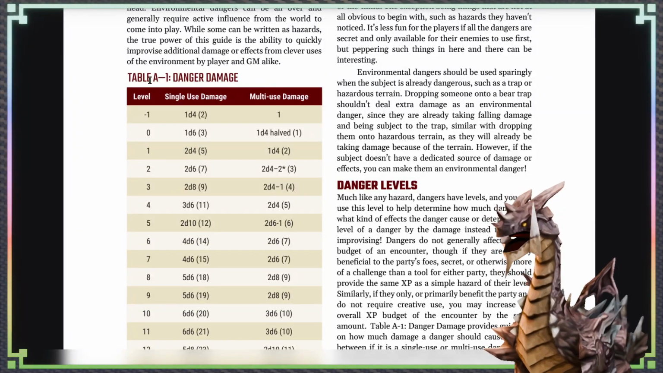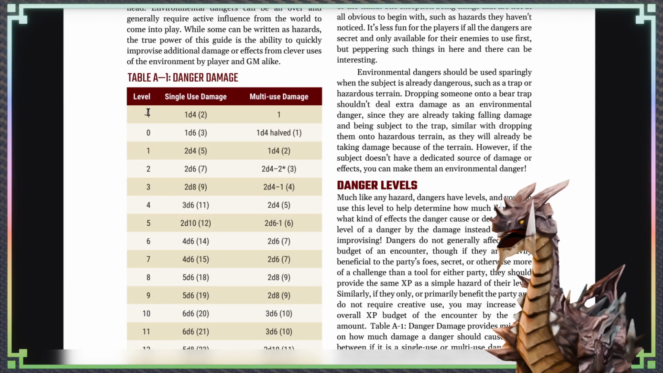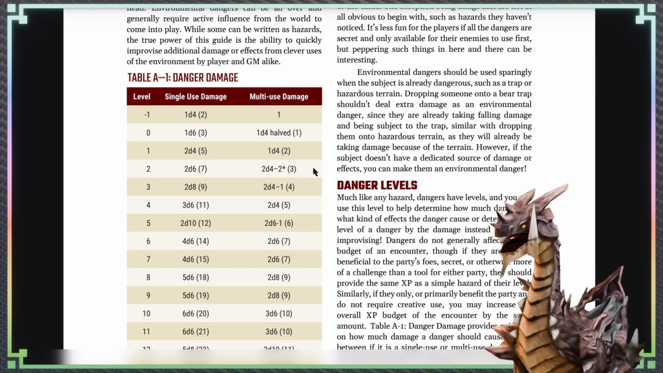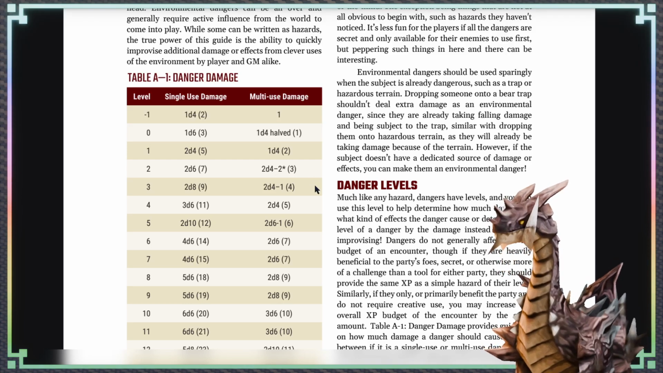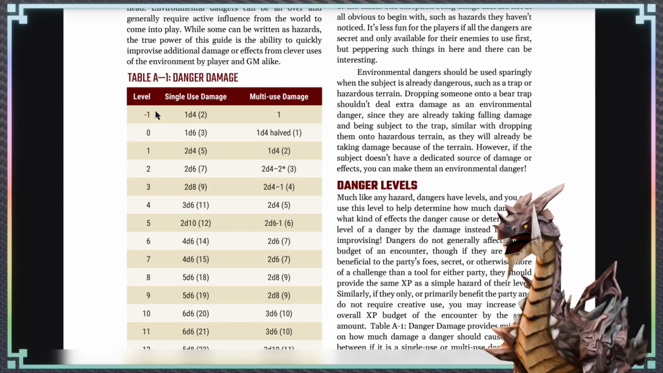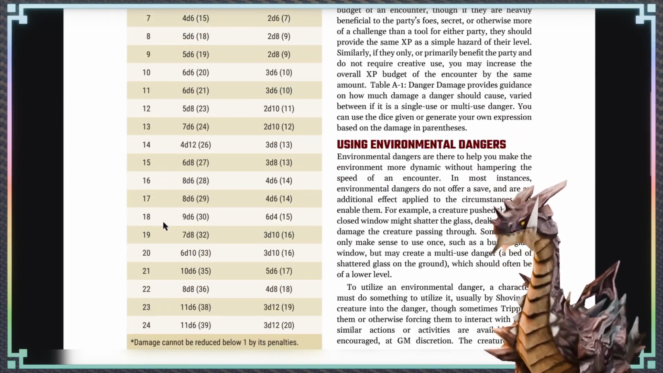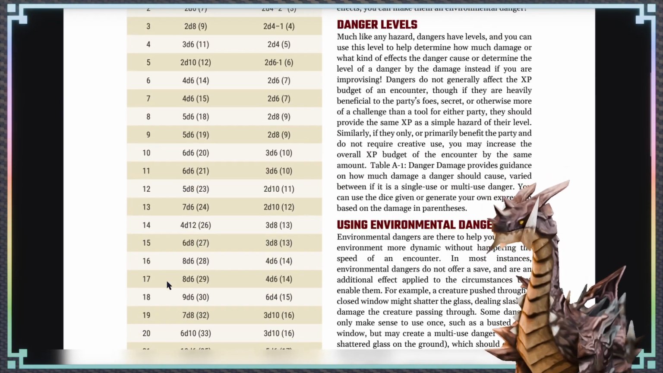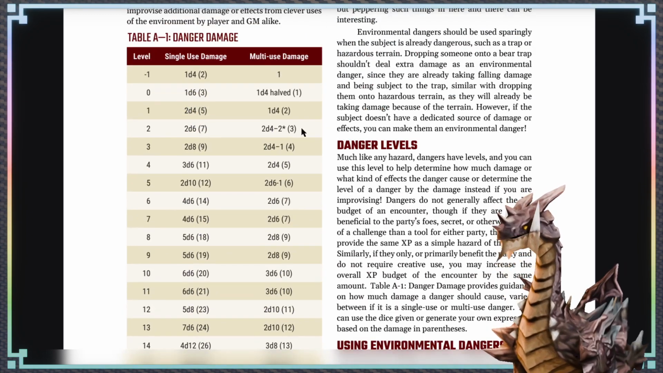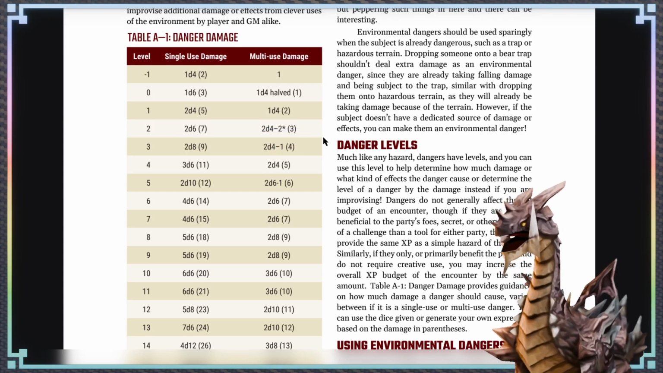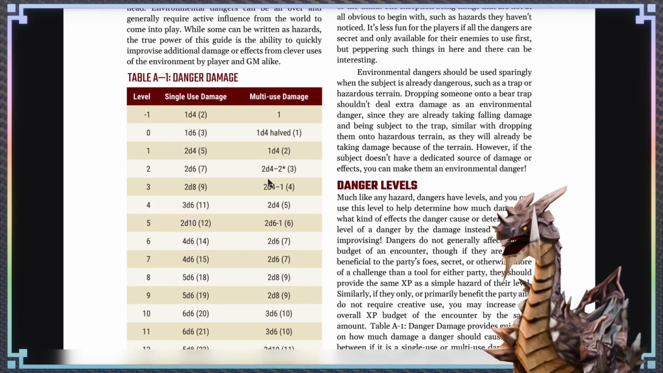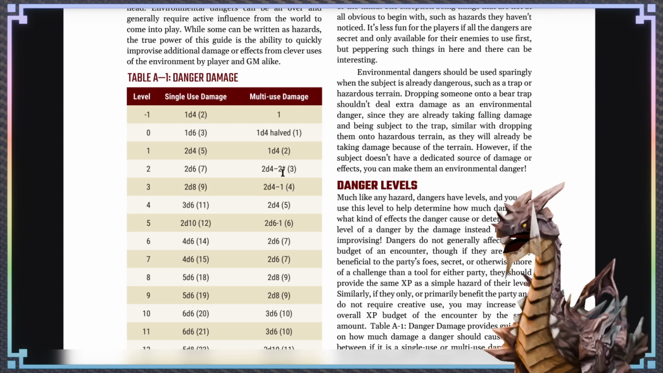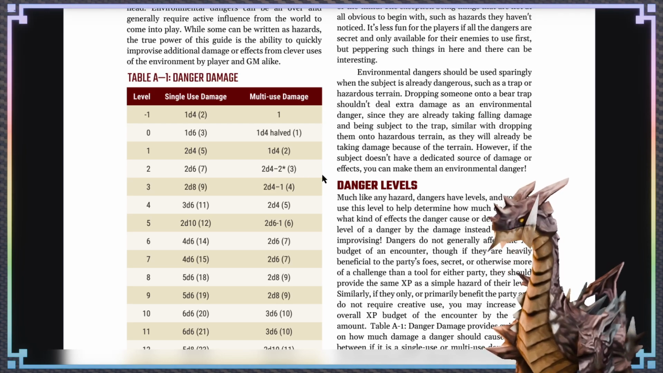We have table A1, danger damage. I'm not going to go through every single number here, but you can see it on screen, and you can check the link below for the transcript or the PDF or the images so that you can have a better look at them over a longer period of time. But we have them from level -1 to level 24, like most creatures. And it only applies to a single thing here on the multi-use damage, but if there's a penalty to it, the damage cannot be reduced below 1. So 2d4 minus 2, minimum 1, effectively.